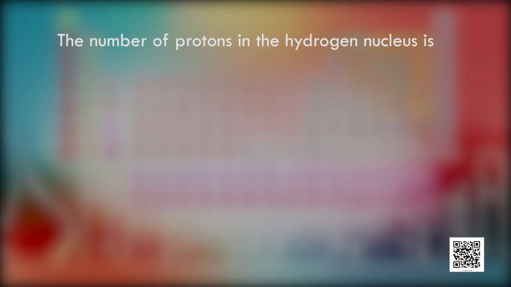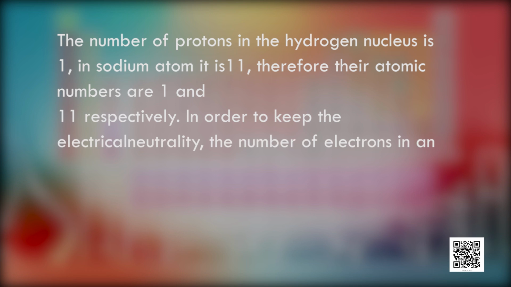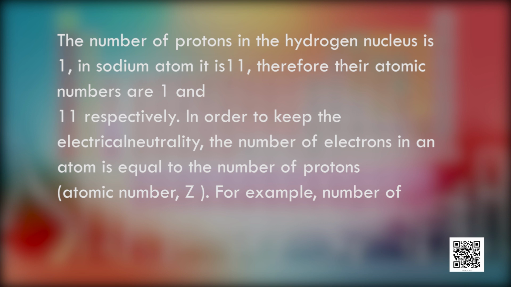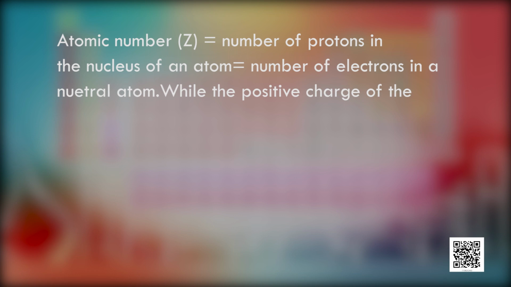For example, the number of protons in the hydrogen nucleus is 1. In sodium atom, it is 11. Therefore, their atomic numbers are respectively 1 for hydrogen and 11 for sodium. In order to keep the electrical neutrality, the number of electrons in hydrogen atom and sodium atom are 1 and 11 respectively. So, the atomic number Z is equal to the number of protons in the nucleus of an atom or the number of electrons in a neutral atom.